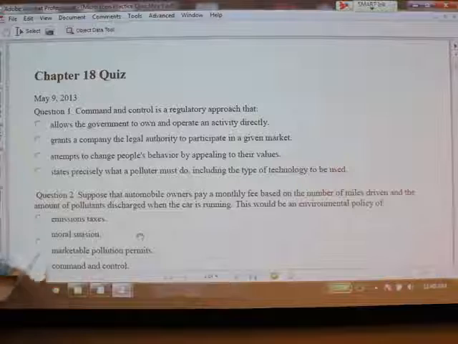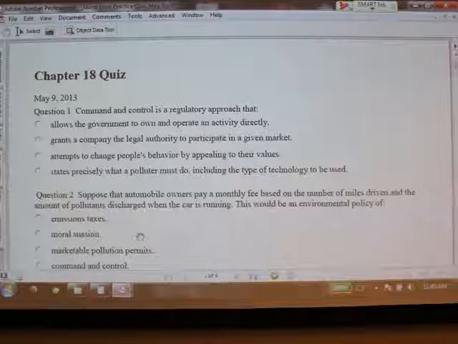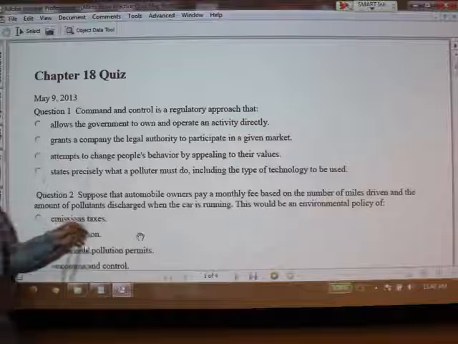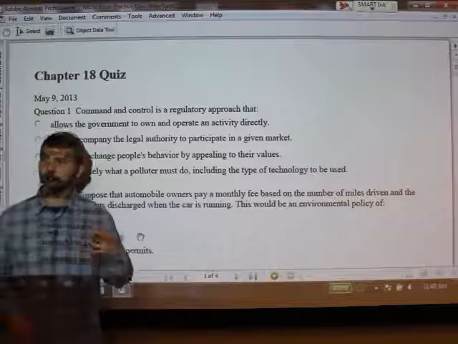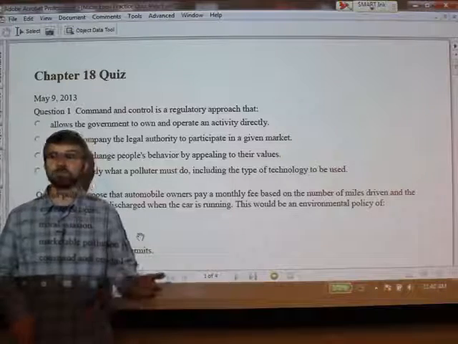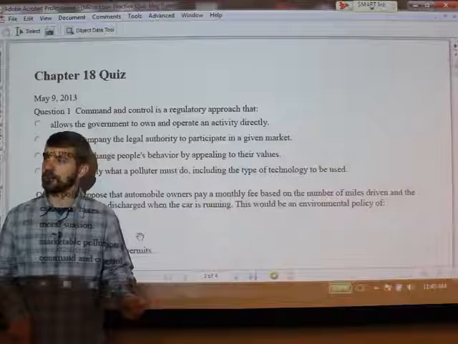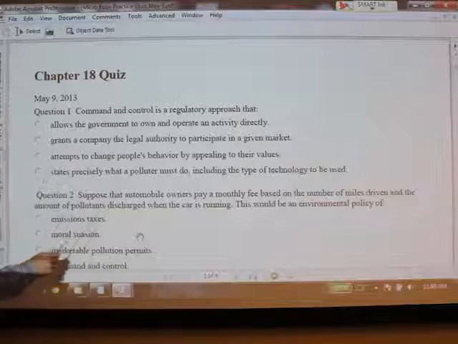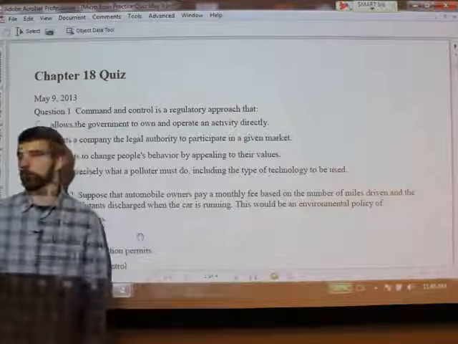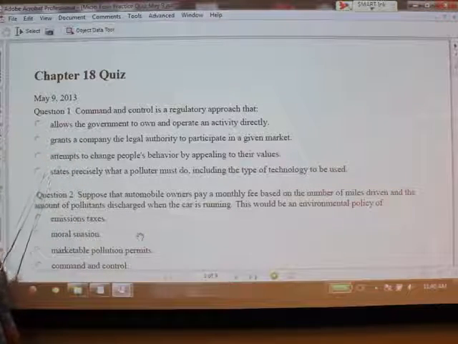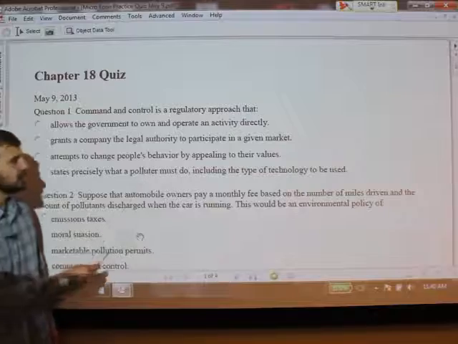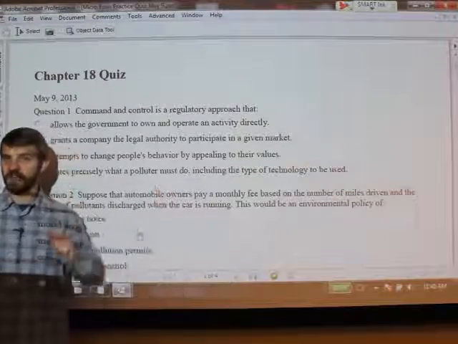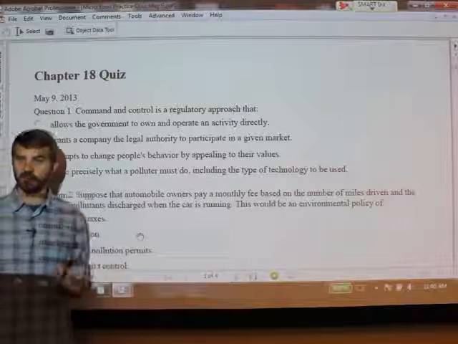B, grants a company the legal authority to participate in a given market. This is not it either. This is closer to the solution, the property rights approach that Coase might have advocated for markets with low bargaining costs. So this is the property right approach, not command and control approach. C, attempts to change people's behavior by appealing to their values. No, this is moral suasion. So it's D. States precisely what a polluter must do, including the type of technology to be used. For example, you must decrease pollution by X tons, or you must install this special filter on your smokestacks.